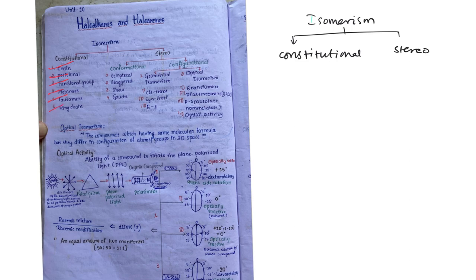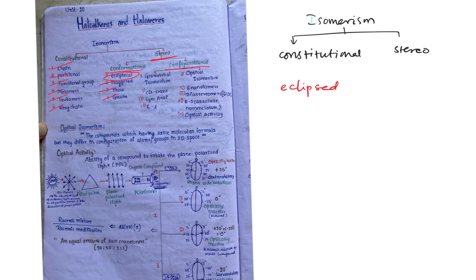Now I am not focusing on the constitutional isomers. I want to focus on the stereoisomers. In stereoisomers we have two types: one is conformational isomer, another is configurational isomer. In the first one, conformational isomer, there is the eclipsed form, where students often write the wrong spelling. Another is staggered, and the next one is the skew or gauche conformation.